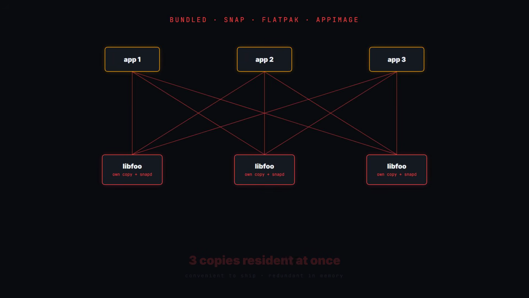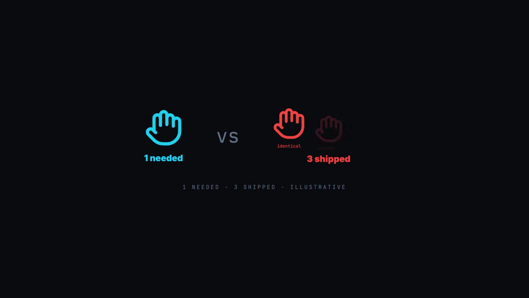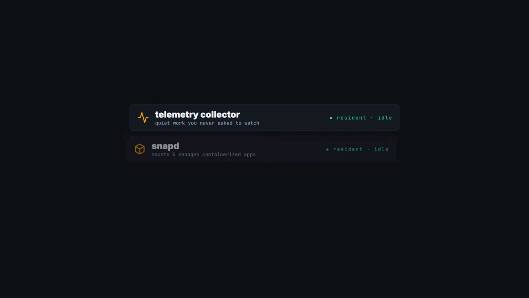It's the modern push toward bundled formats. Snap, Flatpak, AppImages that each carry their own dependency chains, so the developer never has to worry about what's installed on your system. Convenient to ship, redundant in memory. You end up with 3 copies of nearly the same code resident at once because 3 programs each brought their own. That's the whole disease in one image. We ship 3 pairs of gloves to perform open heart surgery, because coordinating on one pair was somebody's problem and nobody wanted it. Then there are the demons, background processes that wake up, sit resident, and do quiet work you never asked to watch.